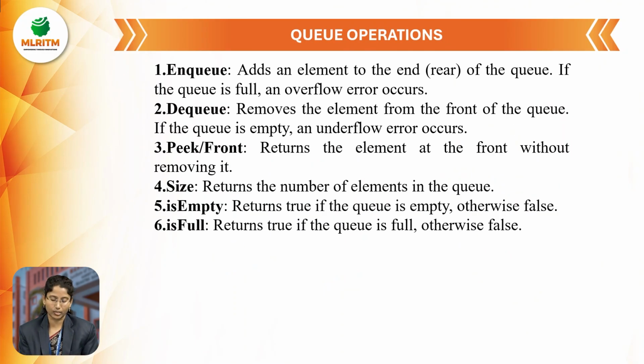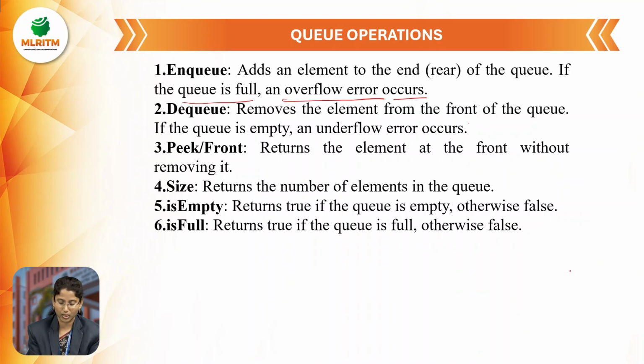And the queue operations, the first operation is NQ operation. NQ operation is nothing but inserting an element into a queue. Whenever the queue is full, an overflow error will occur. Next operation is DQ. It removes the elements from the queue, and this removal will be done from the front of the queue. If the queue is empty, an underflow error occurs.